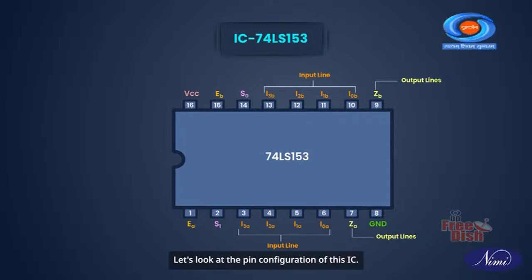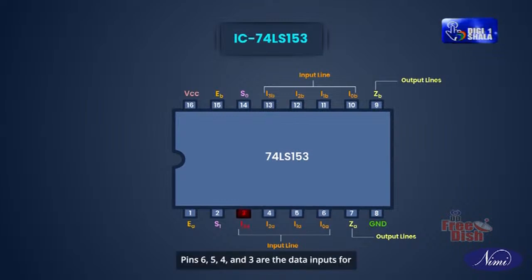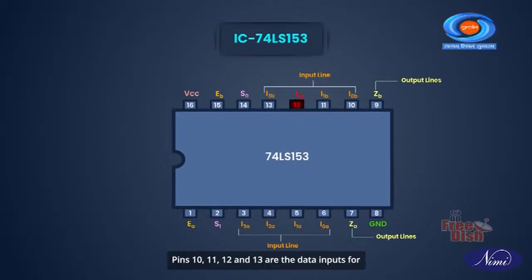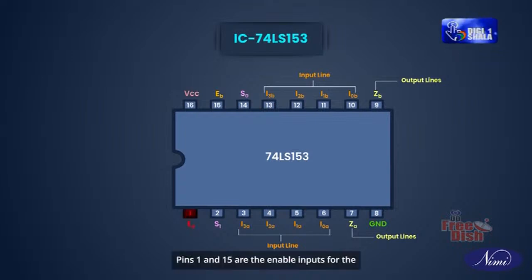Let's look at the pin configuration of this IC. It comes in a 16-pin package. Pins 6, 5, 4 and 3 are the data inputs for the first multiplexer. Pins 10, 11, 12 and 13 are the data inputs for the second multiplexer. Pins 1 and 15 are the enable inputs for the first and second multiplexer respectively.